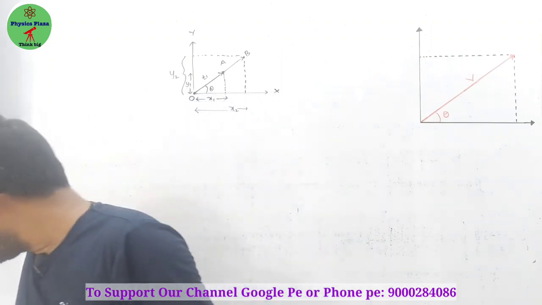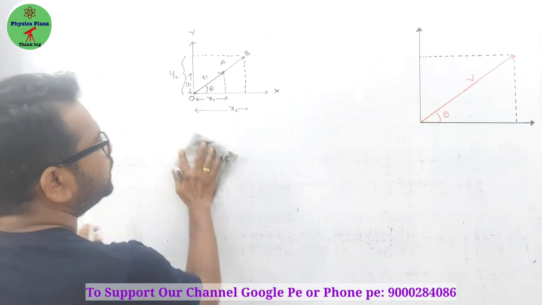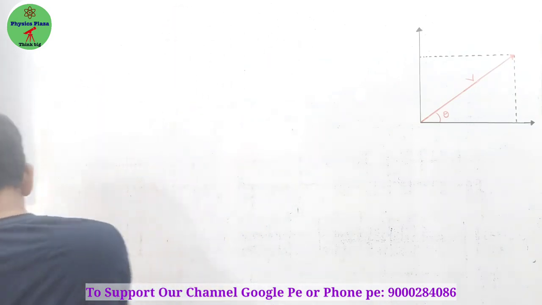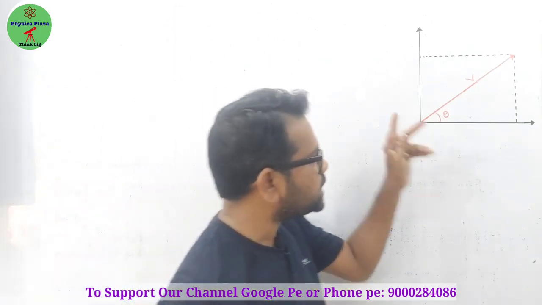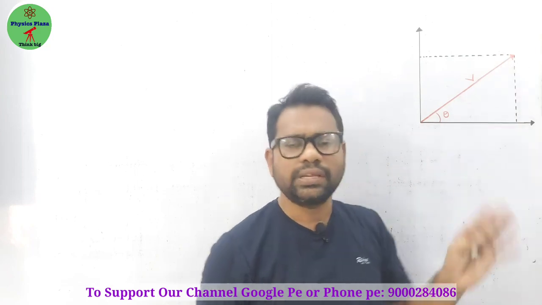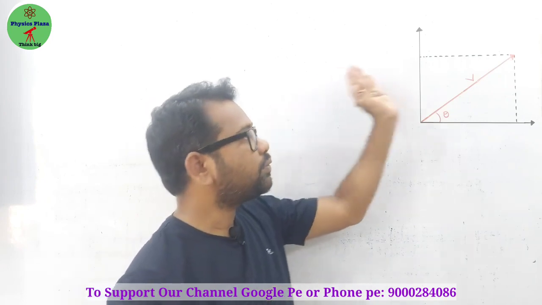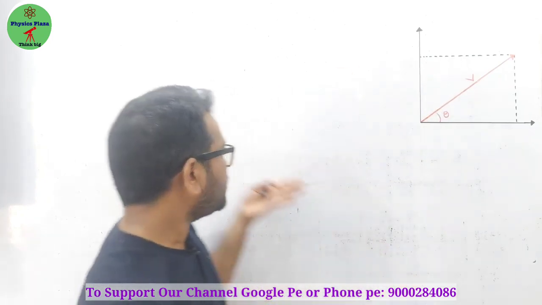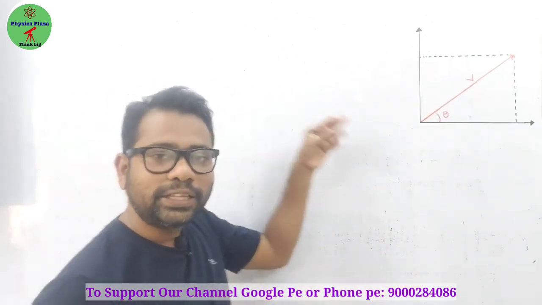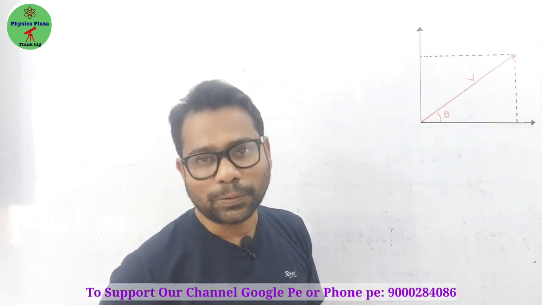Clear? Fine. Now children, as shown in the diagram, for our convenience we consider the velocity of the particle. See, velocity vector, right? Same concept here. Before it was a displacement, now we have taken a velocity. As there is a change in the displacement, obviously there will be a change in the velocity also.